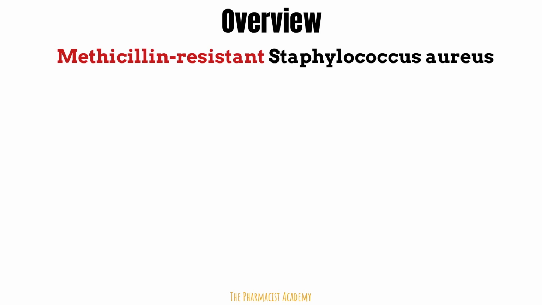The name MRSA refers to the Staphylococcus aureus bacteria that is resistant to a drug called methicillin. We can simply refer to this as Staph aureus. Now, methicillin is a beta-lactam, just like penicillin and others. Although the name implies that the Staph aureus is resistant specifically to methicillin, it's actually resistant to all beta-lactams. We will discuss more about this later.